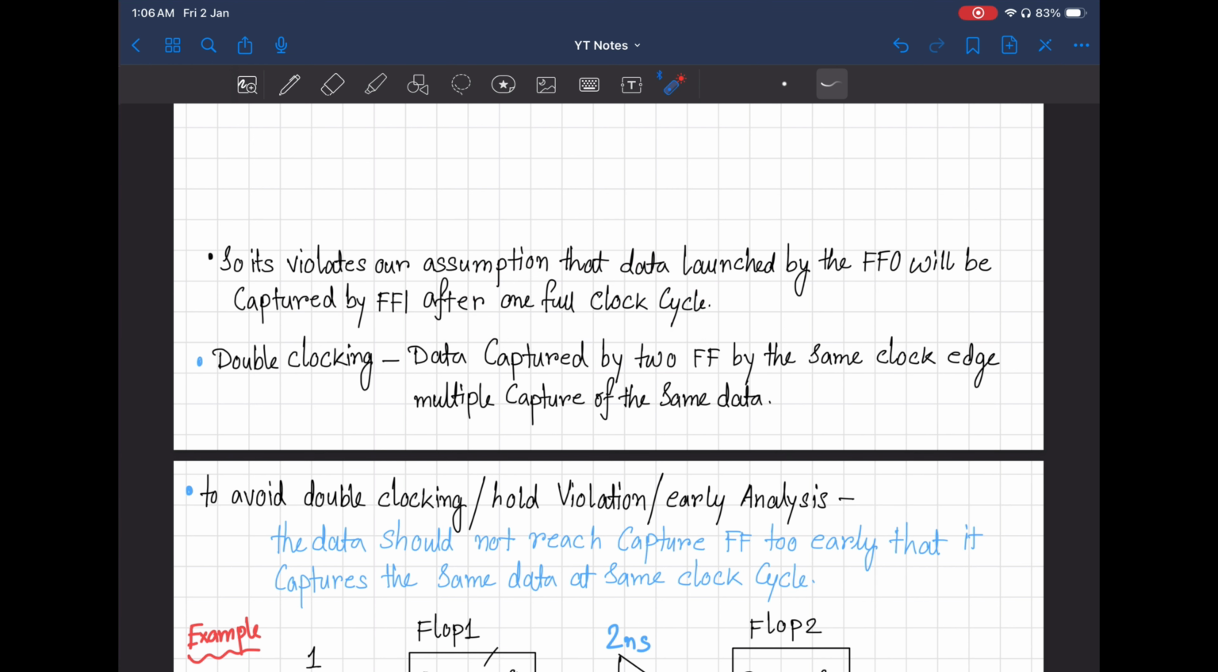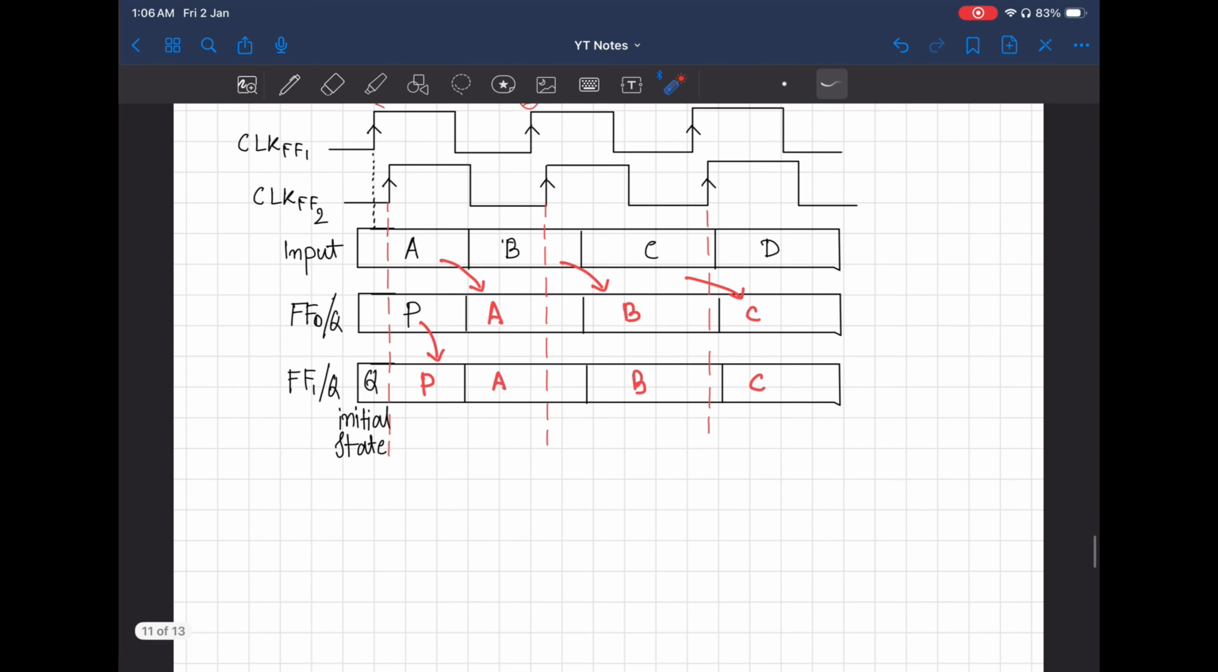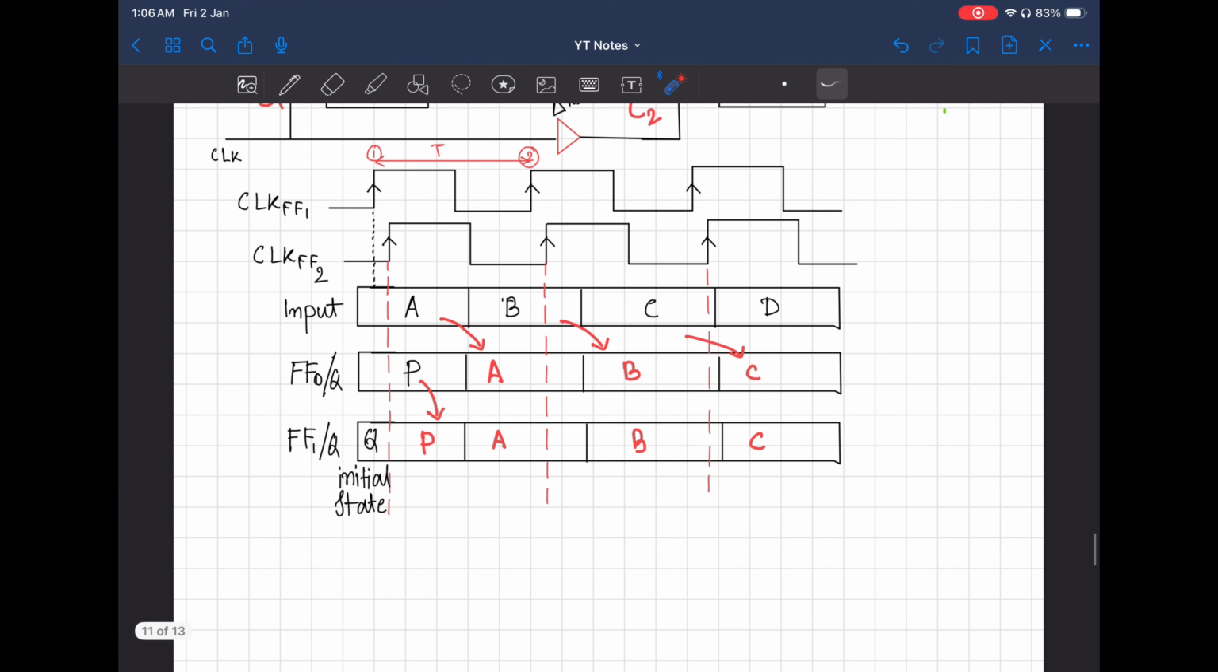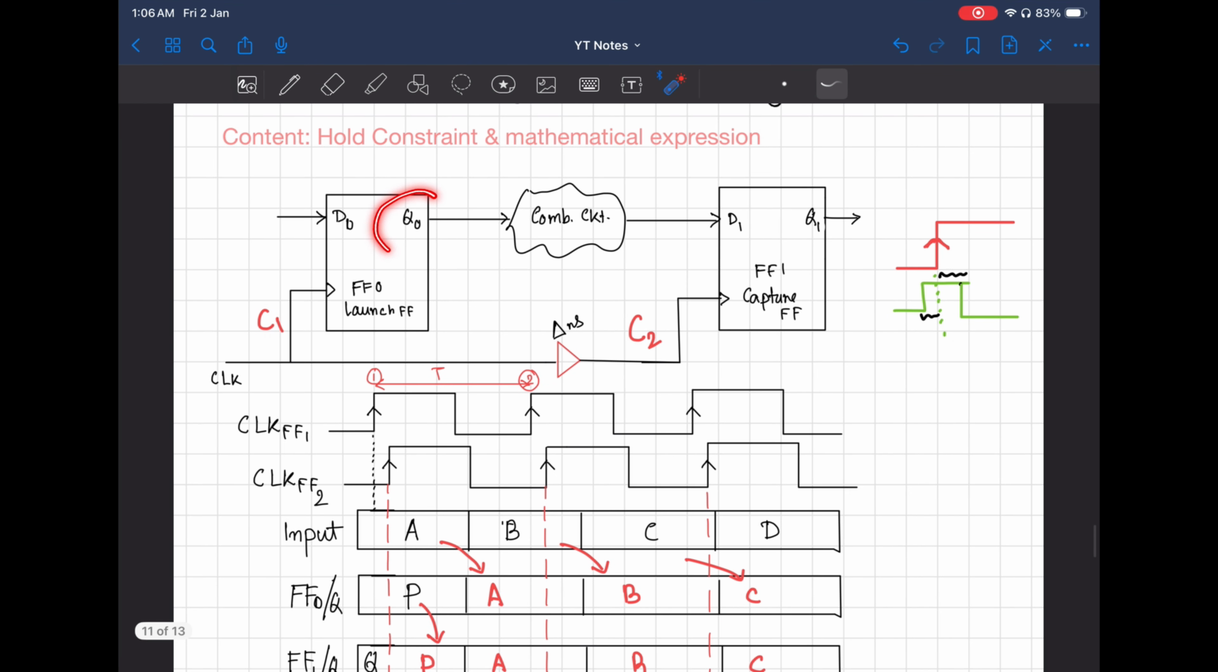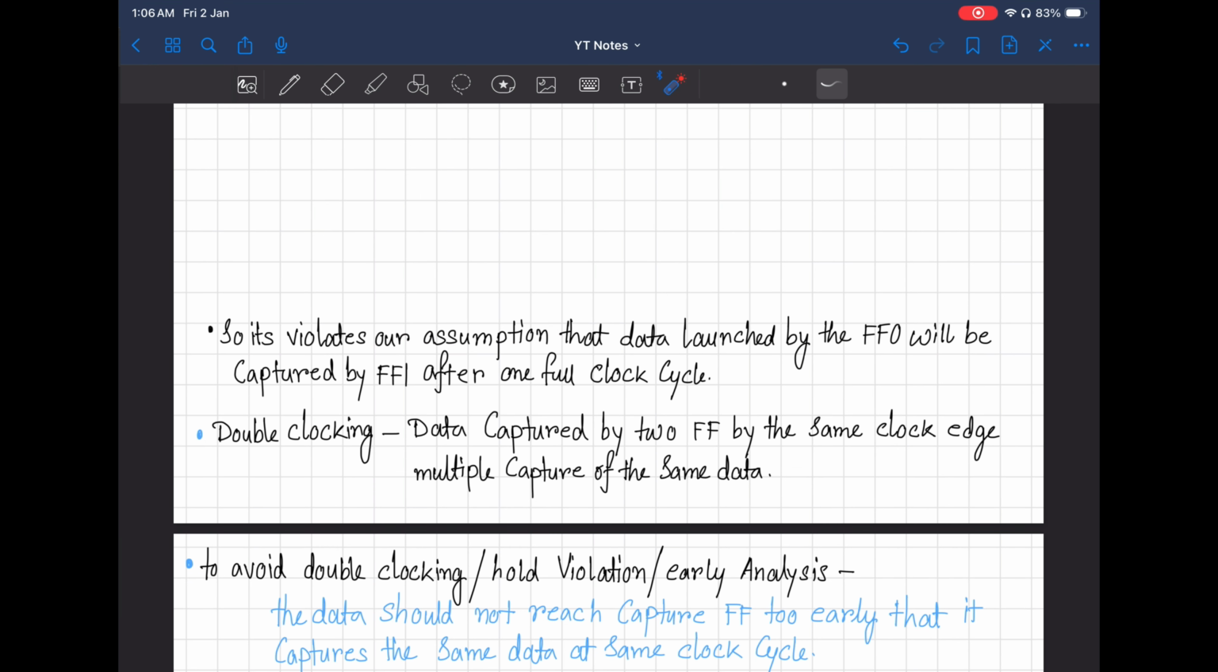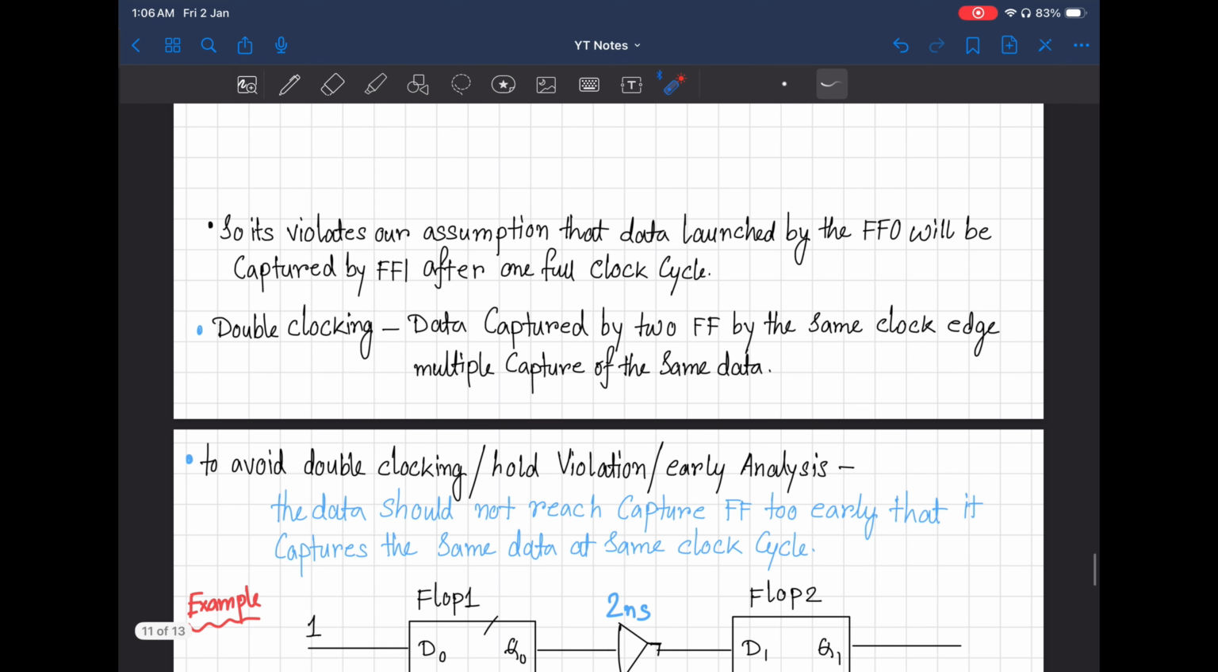We need that because of the same things we discussed in the setup time constraint: whatever data we are launching from the launch flop, by the next clock edge, after one full clock cycle, the data should be sampled at the capture flop. But what is happening here? What is happening is mainly the double clocking. The double clocking is the problem. The data is captured by the two flops by the same clock edge. So this is a problem of multiple capture of the same data.